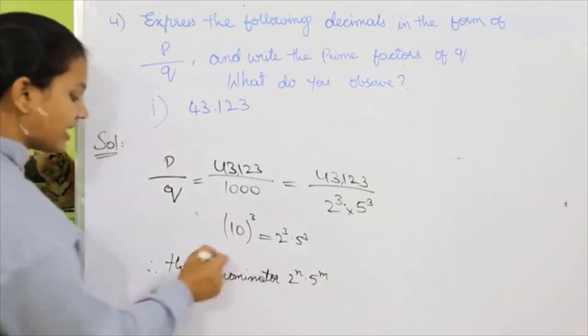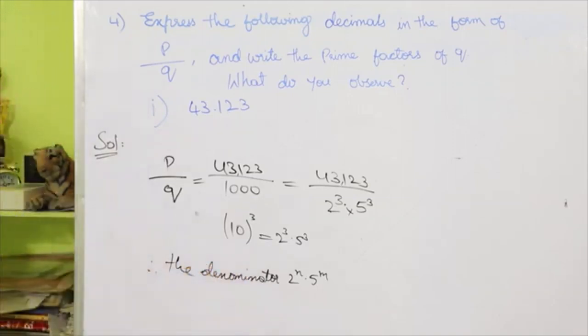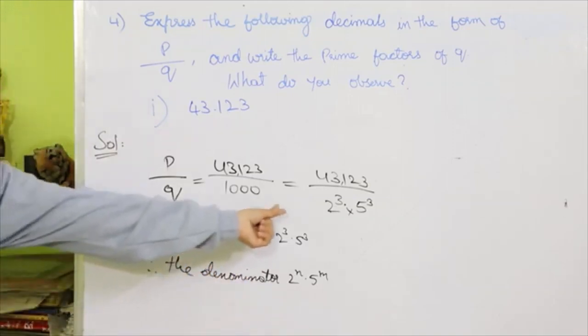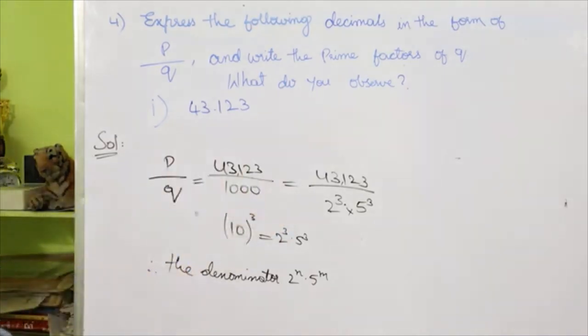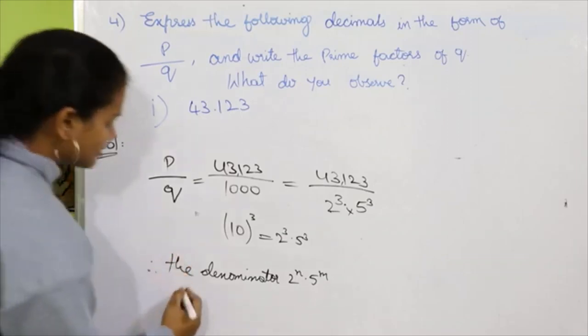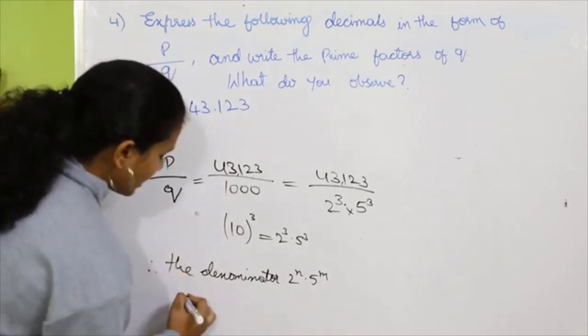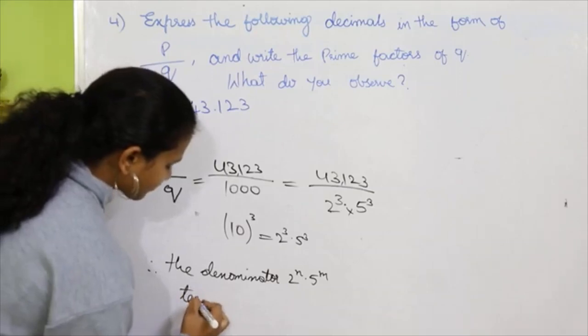Now therefore this will be a rational number, right? This is in the form of 2 power n into 5 power m. So this will be a terminating decimal, means the decimal has finite digits. The decimal has an end digit. So therefore I can say this is a terminating decimal.